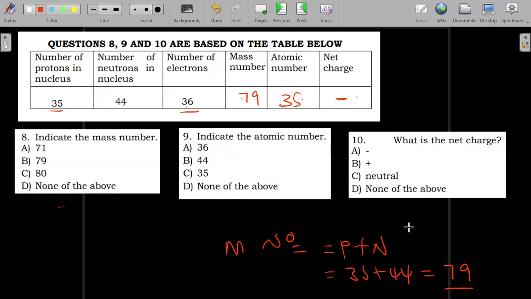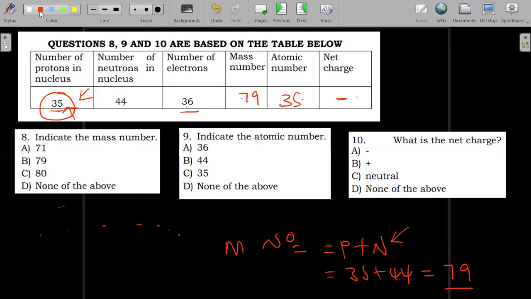So here you just put 79. It's very important to note that the neutrons affect the mass of the atom. If they change, they affect the mass of the atom, to form what we call isotopes. And the protons just remain constant and give us the identity of the element. Depending on the number of protons, you can tell what the element is. You just go to the periodic table and look for the element that has 35 as the proton number, then you'll be able to come up with the name. But here it was not required.